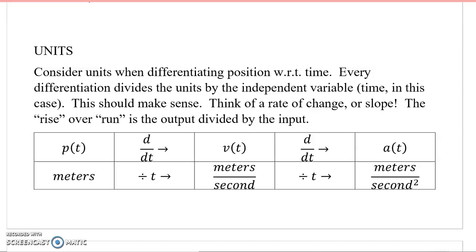And so if you take a second derivative, then you're going to divide by that unit of time a second time. So instead of meters per second, we're going to get meters per second squared. And that's exactly what acceleration is. So differentiating a function means we're going to divide by the units of the independent variable. Okay, so it would make perfect sense if we reverse that process to integration.